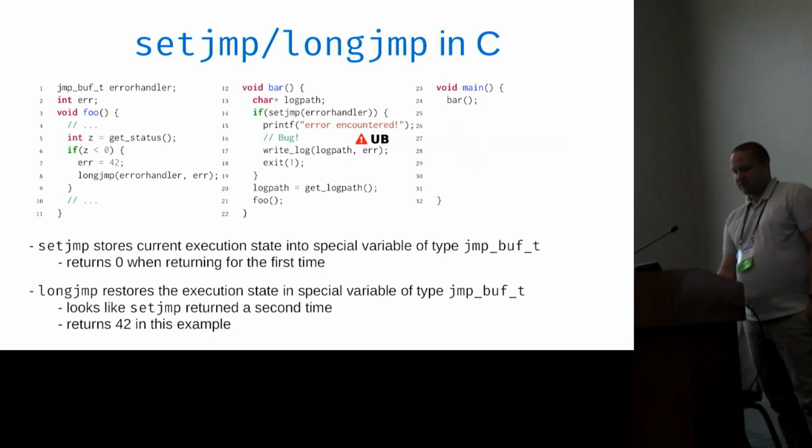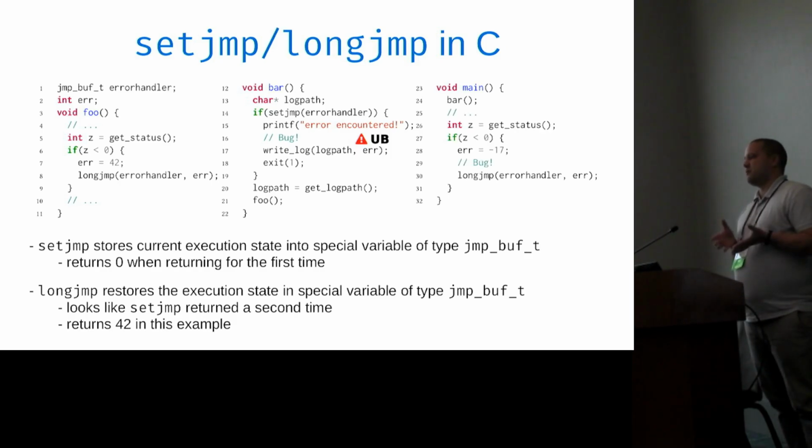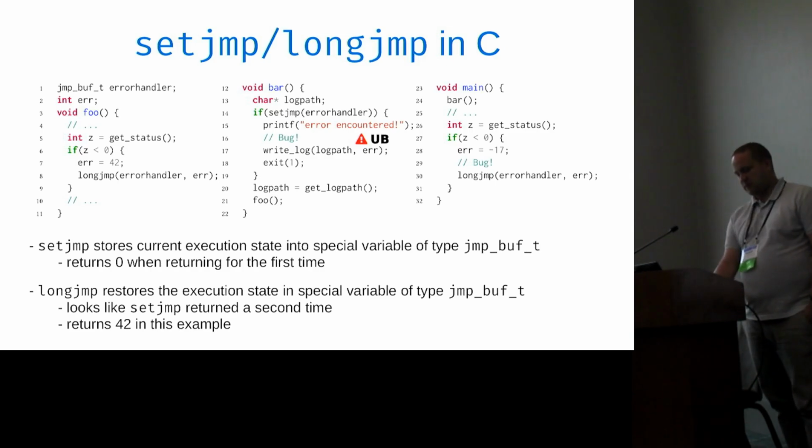And then another pitfall that's perhaps a little less surprising is if I try to invoke longjmp and try to jump to a place where the corresponding function that contained the setjmp has already returned, then there's nothing to jump back to. So this will also yield undefined behavior.